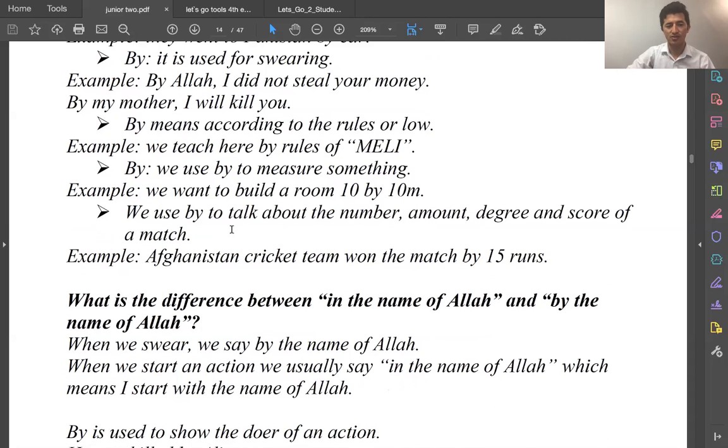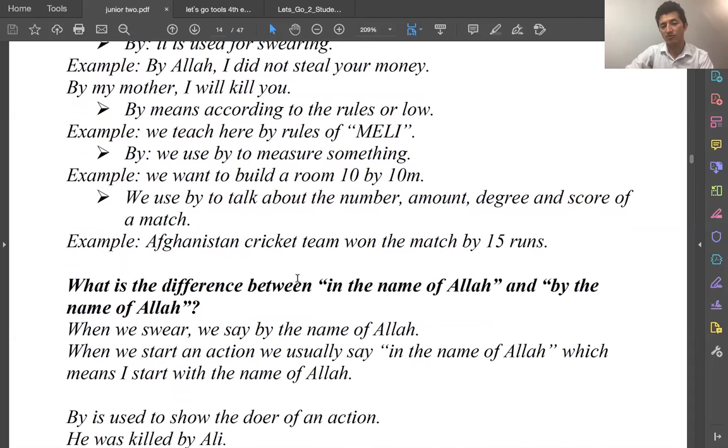And the last usage, we use by to talk about number, amount, degree, and the score of a match. You can say the Afghanistan cricket team won the match by 15 runs. You can say Real won the match by 2 goals. You can say different other units for any different types of game or match.